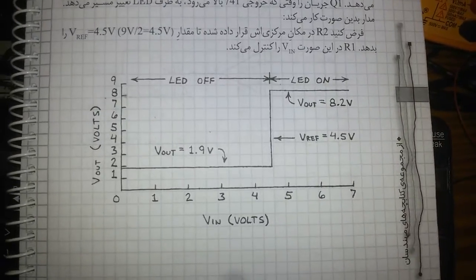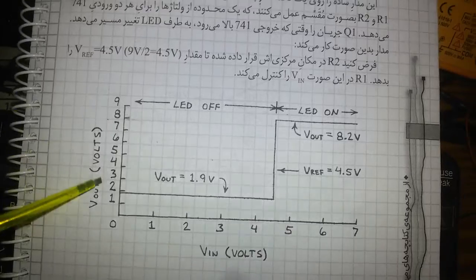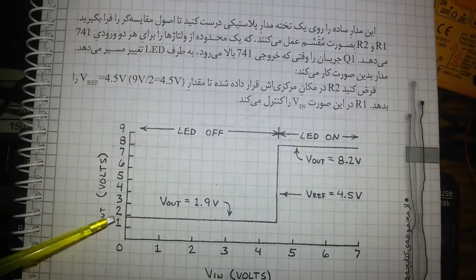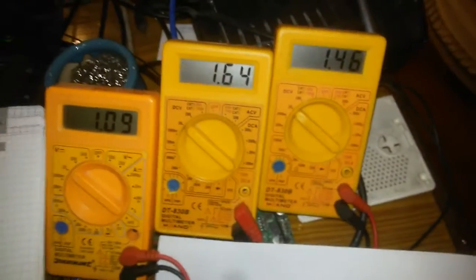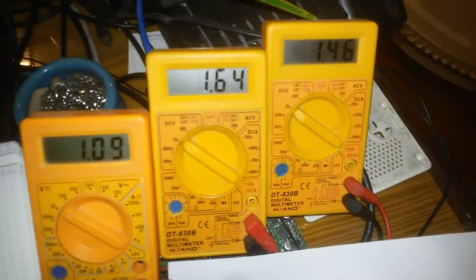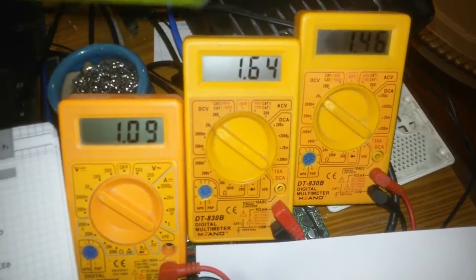Here is the graph depending on the input and output voltage, and here is the result that we can see with the meter: non-inverting input, inverting input, and output. Here is the project.